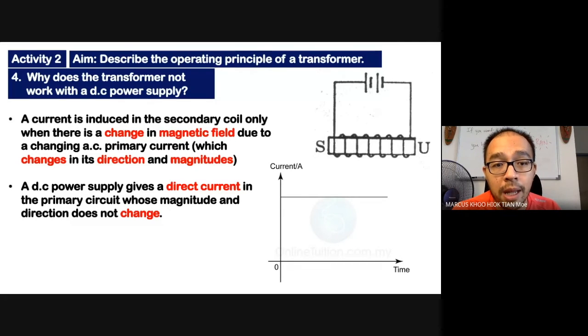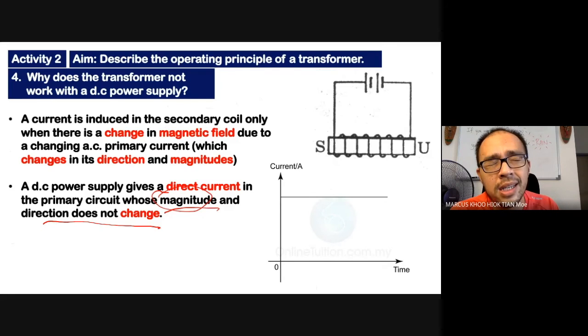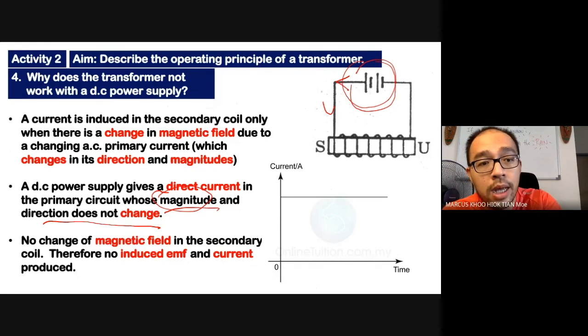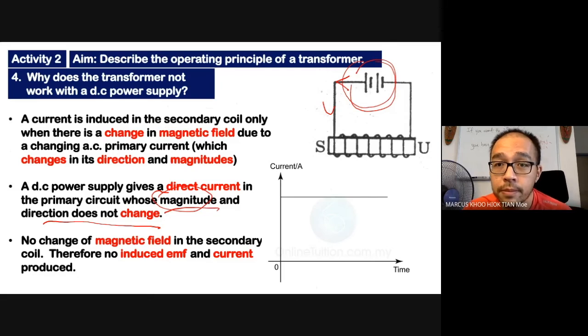So a DC supply gives a direct current in the primary circuit, which magnitude and direction actually do not change. Actually, the magnitude changes, but if it is a DC generator, sorry, the magnitude doesn't change because the voltage you supply is steady saja, and so because of that, there is no change in magnetic field in the secondary coil. Therefore, no induced EMF and current produced.